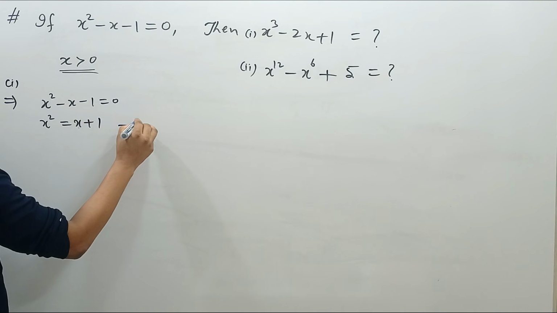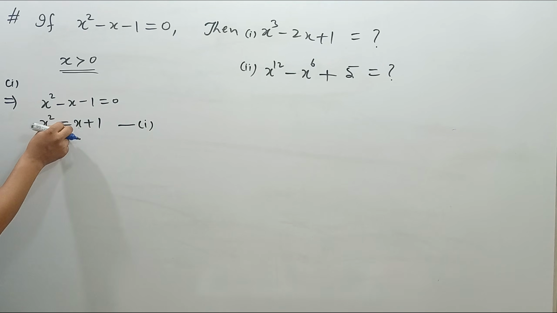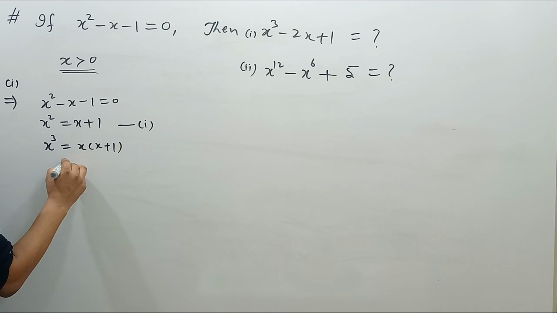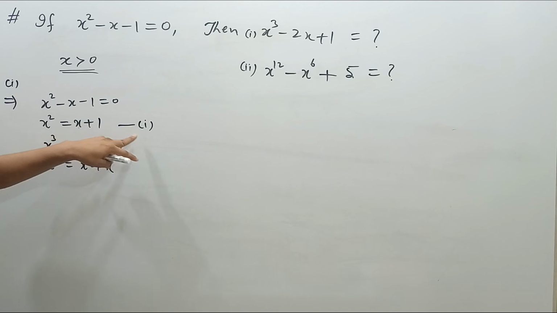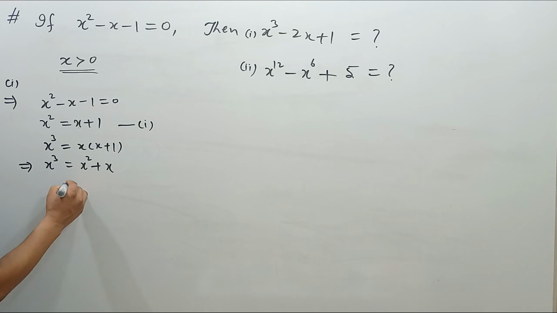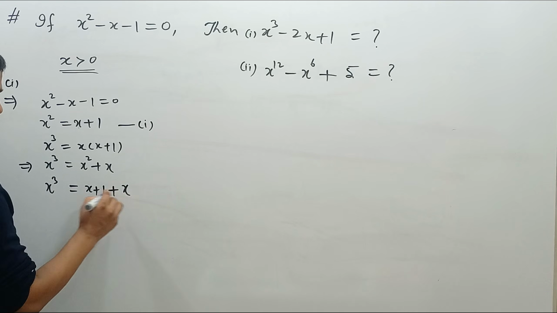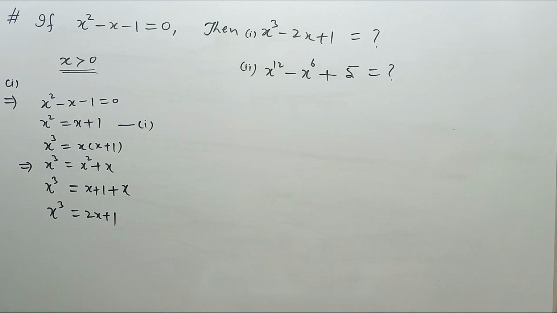Mark this as equation number 1. If I multiply both sides by x, the left side becomes x power 2 times x, which is x power 3, and the right side becomes x times x plus 1. Distributing, this becomes x square plus x. So x cube is equal to x square plus x. We got x square is equal to x plus 1 in equation number 1, so substitute back the value of x square as x plus 1. Then x cube is equal to 2x plus 1.